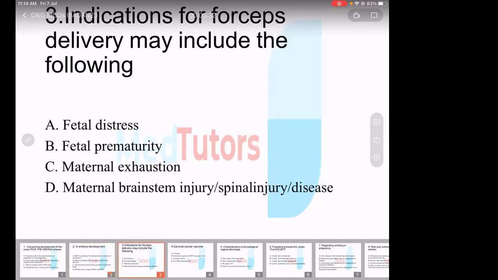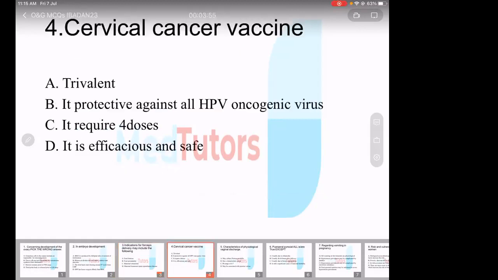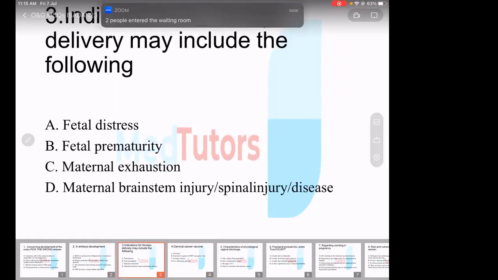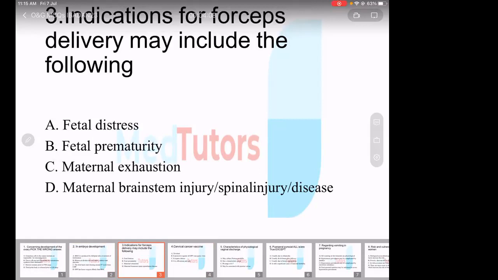Then question 3, indications for forceps delivery may include the following. A, fetal distress. B, fetal prematurity. C, maternal exhaustion. D, maternal brainstem injury or spinal injury. So here too, you have to figure out of all these four options, which one is not an indication for forceps delivery.